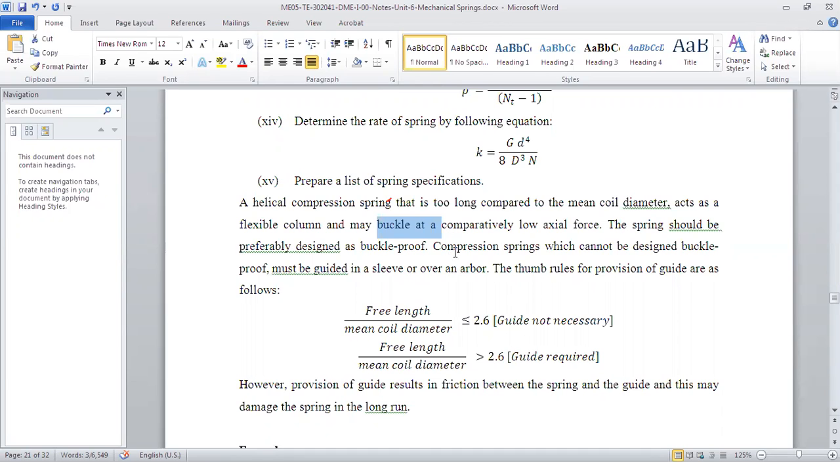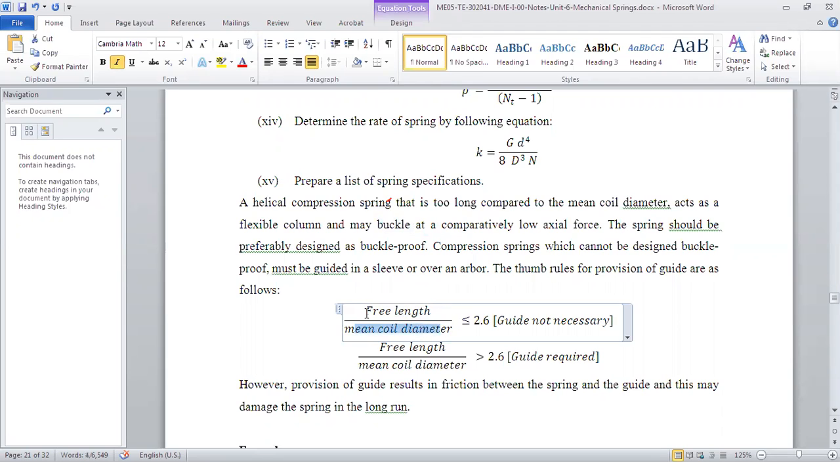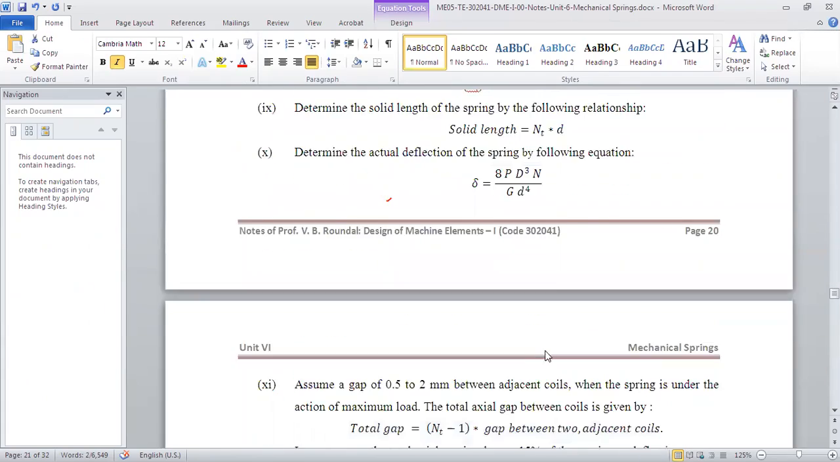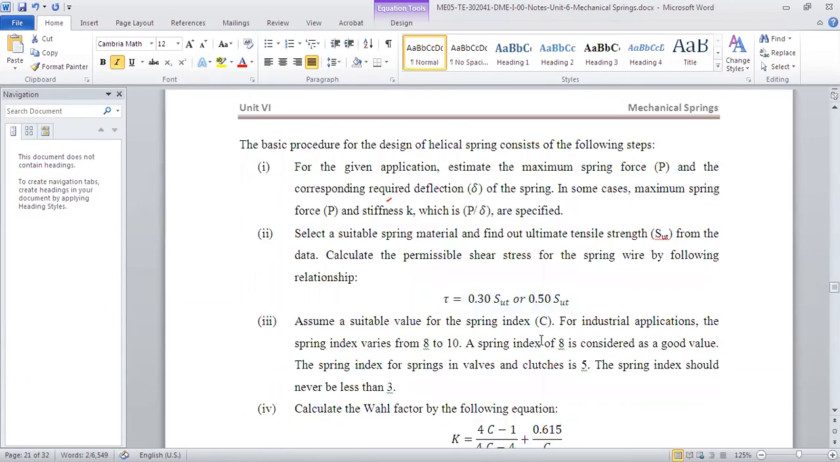And how will we decide that? We know the free length, and we know the mean coil diameter D, right? So if the ratio of the free length and the mean coil diameter D is less than or equal to 2.6, then a guide is not required. But if the free length is large compared to the mean coil diameter capital D, then a guide is required. So depending on that, we will decide whether a guide is required or not. Okay. So I will quickly go through the design.